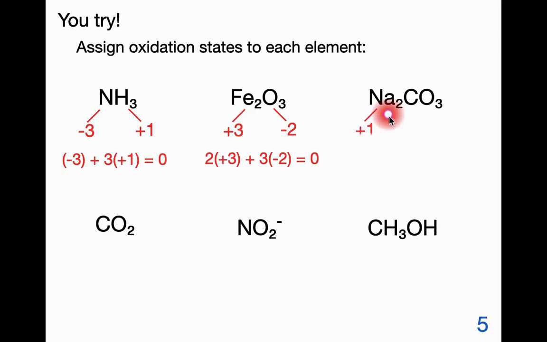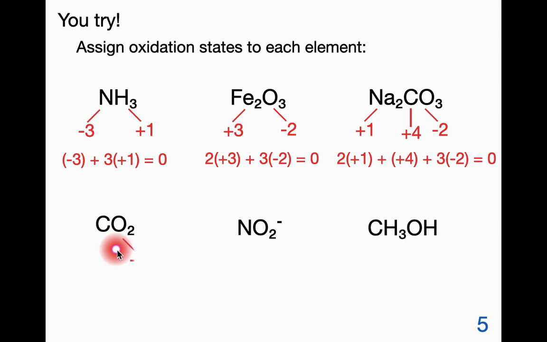Sodium is a +1, a monatomic ion. Oxygen is a -2. So this is a case where we'll need to deduce what the oxidation state is of carbon, and it must be a +4. So when we add them all together, we get 0. +2 plus +4 gives us a +6, plus a -6 gives us 0.